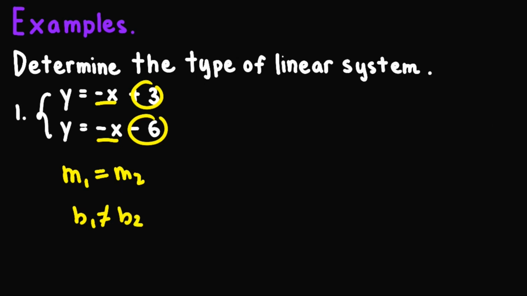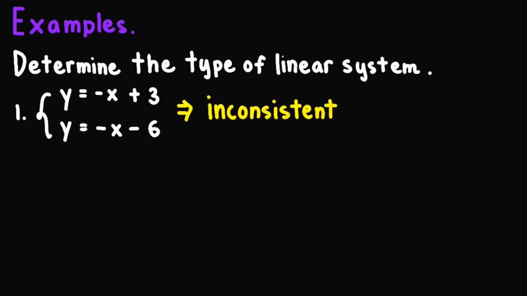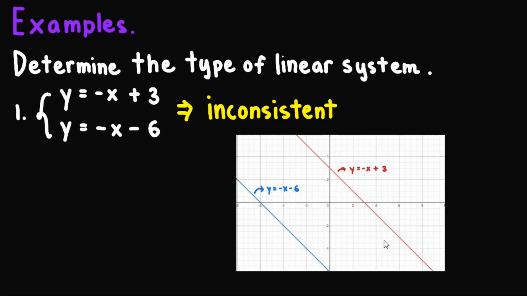When this is the case, what can we say about the two lines? We know that these two lines are parallel. Therefore, the system is inconsistent. Indeed, if we show its graph, we'll have two lines out here that are parallel to one another. And so when we have an inconsistent type, again, we'll have no solution since they can never intersect.